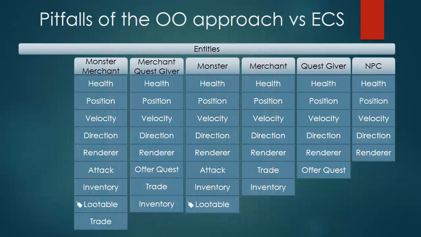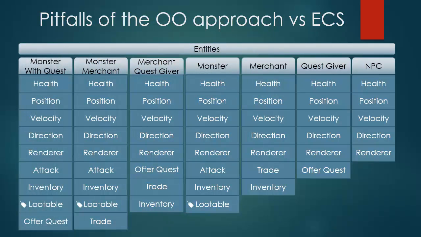Now, what if we wanted to make a merchant, or sorry, not a merchant, a monster who was a merchant, right? Or, sorry, we already did that. What if we wanted to take the monster and make a monster who gives a quest? What do we do then, right? That, again, is really simple. All we got to do is make another one. But this time we give it the offer quests instead of the trade. And there you go. Now they can trade.